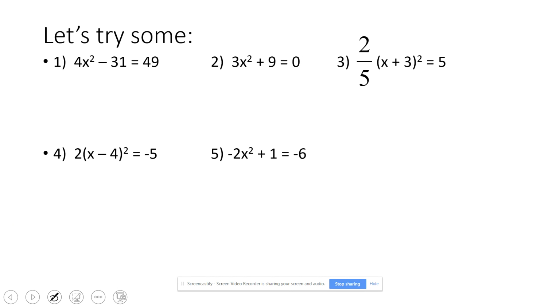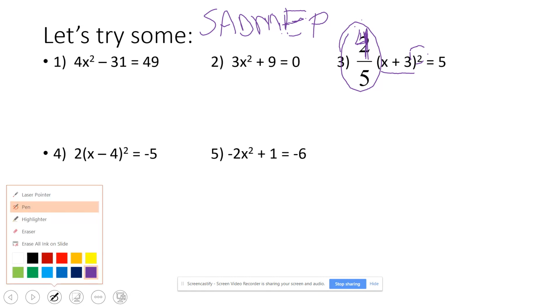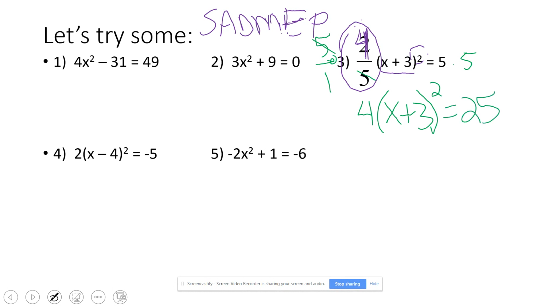Okay, I'm going to have you do me a favor here for example 3 and change that 2/5 to 4/5. So remember, we're looking at SADMET. If I can get this to right here, E and P. And so we have multiplying and dividing, parentheses, and exponents. Yes, we do have that plus 3, but remember, it's trapped by the parentheses. So the first thing I need to do is take care of that 4 divided by 5. The opposite of dividing by 5 is multiplying both sides by 5. So that's going to give me 4 times (x plus 3) squared is equal to 25.